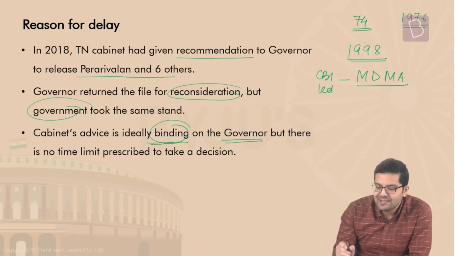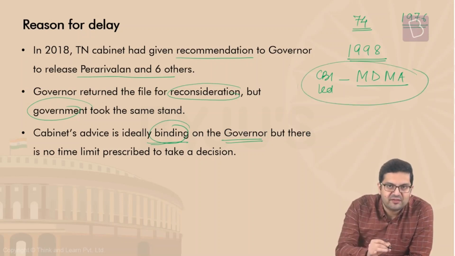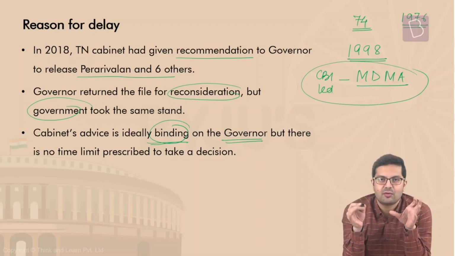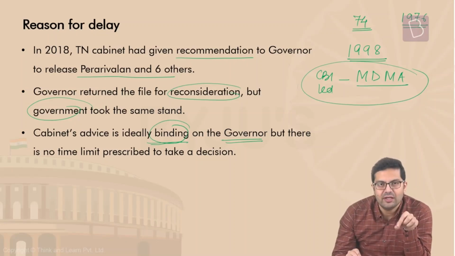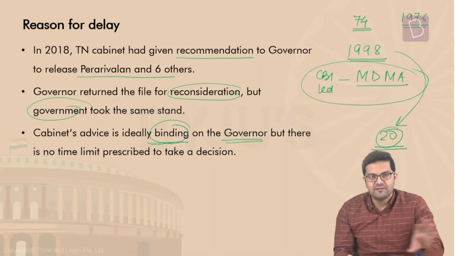This was a CBI-led body, the Multidisciplinary Monitoring Agency, and the task given to this body was to find out the larger conspiracy behind the assassination. CBI had believed that this assassination was not just a one-off case, there was a larger conspiracy behind it, and this MDMA was looking into this particular larger conspiracy only. However, more than 20 years have elapsed, but CBI has not furnished any report to the Supreme Court.